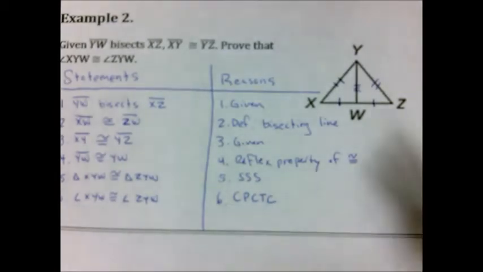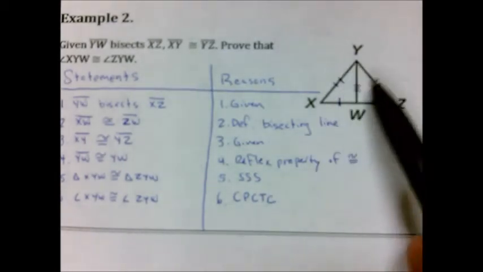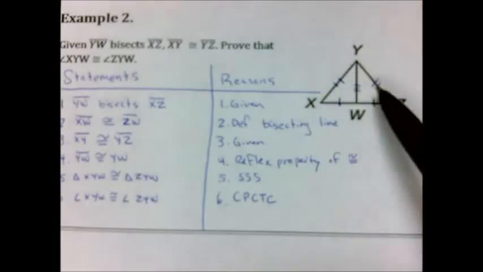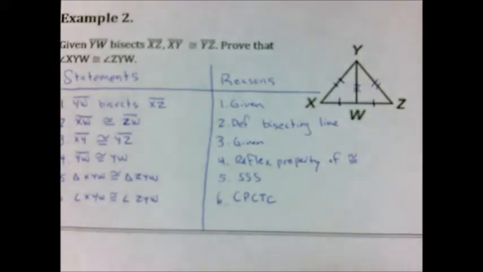CPCTC. If we found that these triangles are congruent, then all of the corresponding parts will also be congruent. That means every single one of these angles has to be congruent as well. All right, let's do the last example.